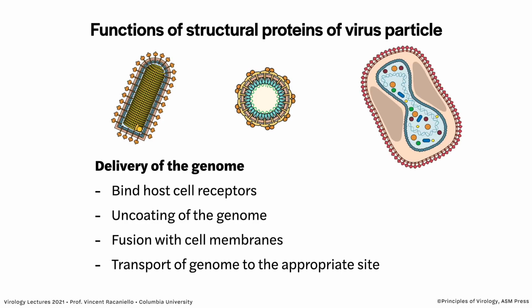They have to deliver the genome into the cell. If they can't deliver it, it will never reproduce. So these structural proteins have to bind host cell receptors. They have to help uncoat the genome, and we'll talk about the mechanisms next time. The viruses with envelopes, their membranes have to fuse with host cell membranes. And then finally, once the genome is in the cell, it has to go to the right place. Some genomes are in the cytosol, that's fine, but others have to get into the nucleus, for example.